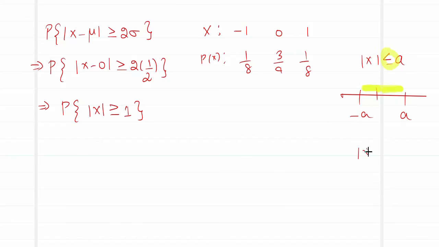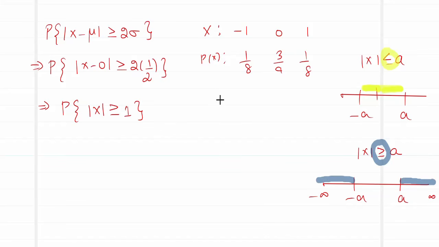When I have modulus of X greater than or equal to a, where will it vary? This is my minus a, this is my plus a, this is minus infinity and this is plus infinity. In which case the values greater than a will vary from a to infinity on the positive side and from minus a to minus infinity on the negative side. So greater than or equal to means moving towards infinity and minus infinity.